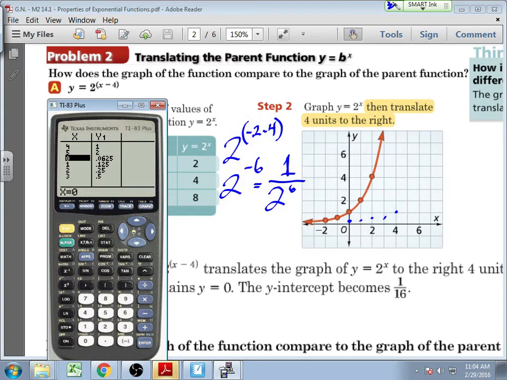I get a 2. Okay. We're looking positive now. Then if I plug in a 6, I get a 4. Now I'm climbing. Then if I plug in a 7, I get an 8.